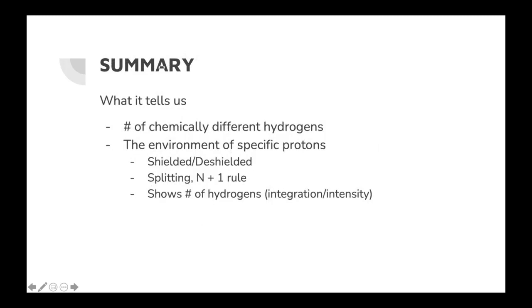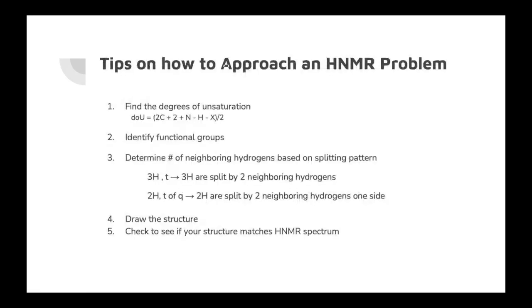So in summary, the HNMR spectrum is going to tell you the number of chemically different hydrogens, as well as the environment of the specific protons, whether they're shielded or deshielded. The splitting is going to be determined by the n+1 rule, and then it'll show the number of hydrogens, which is the integration or intensity.